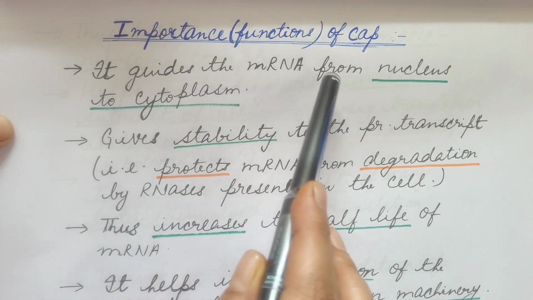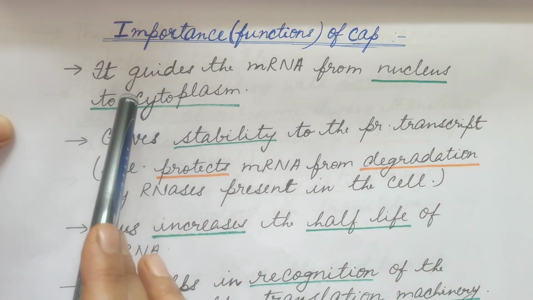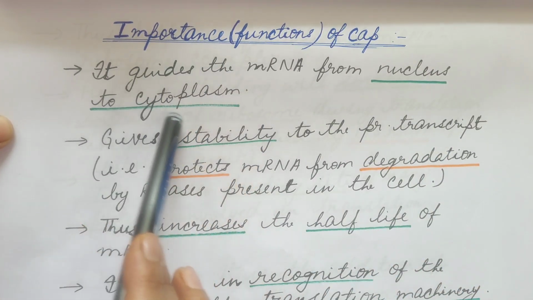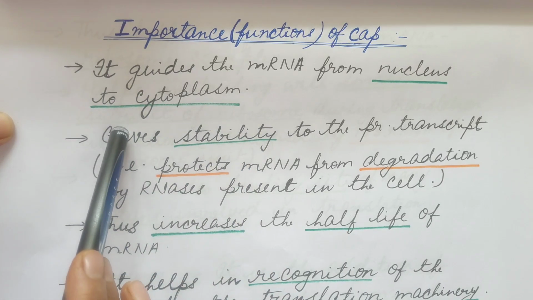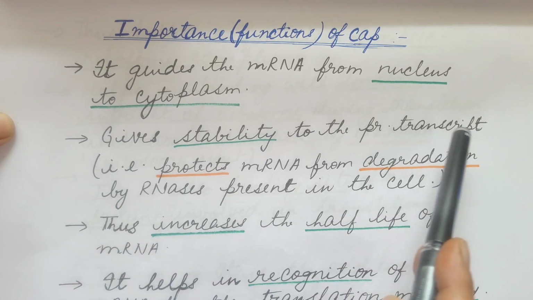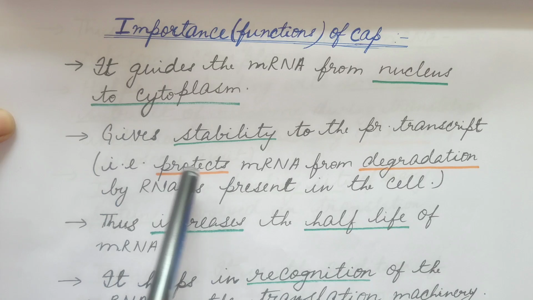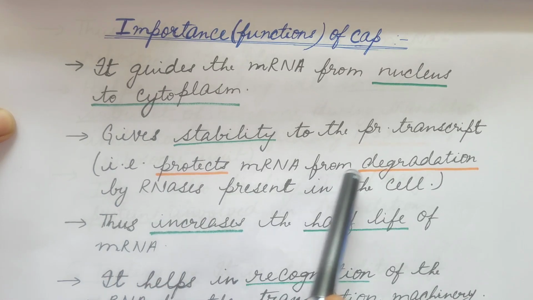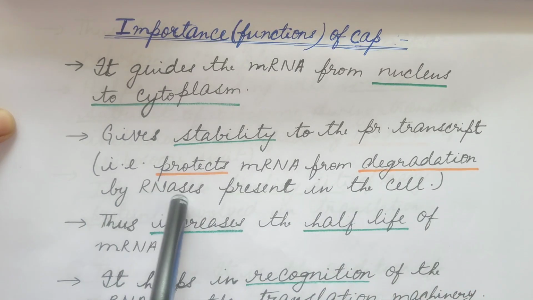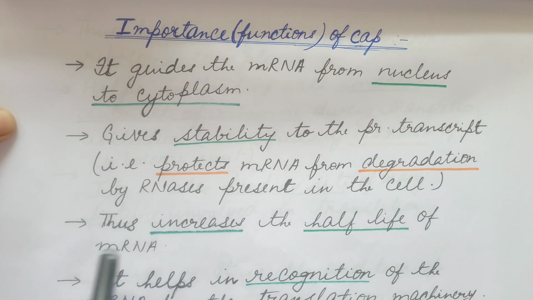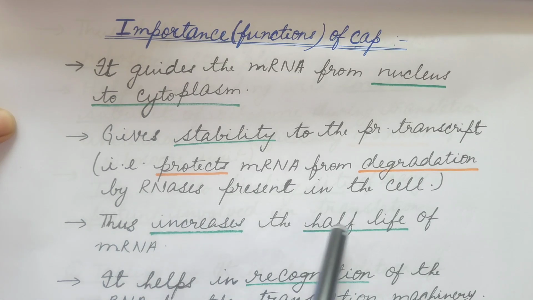The cap guides the messenger RNA from the nucleus to the cytoplasm where translation occurs. It gives stability to the primary transcript. That is, it protects messenger RNA from degradation by RNases present in the cell. In this way, it increases the half-life of messenger RNA.